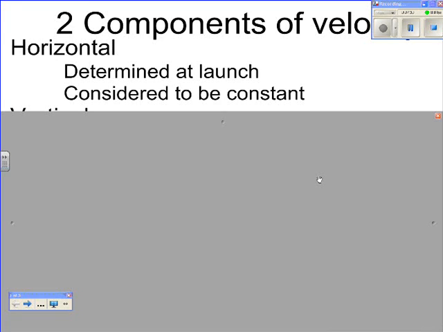Horizontal velocity is determined at launch. Inside the barrel, my bullet is accelerating. It can only accelerate while it's in the barrel, because once it leaves the barrel, there's no more force. The only force acting on it is gravity, ignoring air resistance. So the horizontal velocity is considered to be constant.